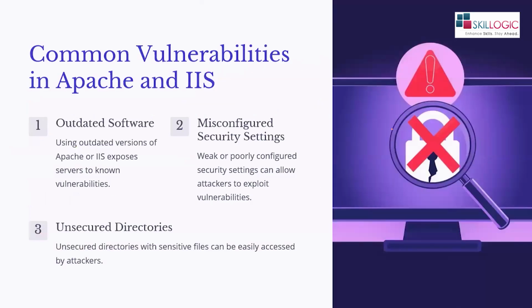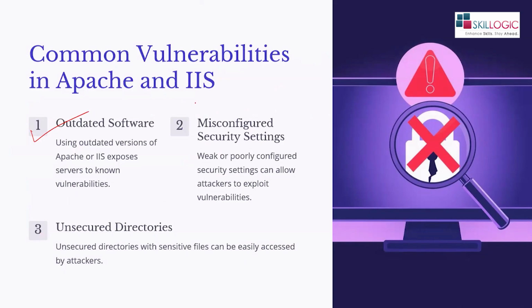So what are the common vulnerabilities that we have in Apache and IIS? The first one is outdated software. Using outdated versions of Apache or IIS exposes servers to known vulnerabilities. If you are using a version with a known vulnerability, you are giving an entry point to hackers so that they can hack you at any time.